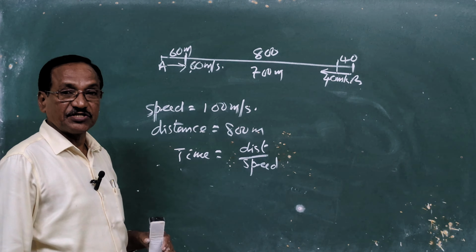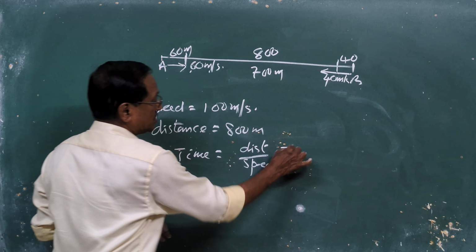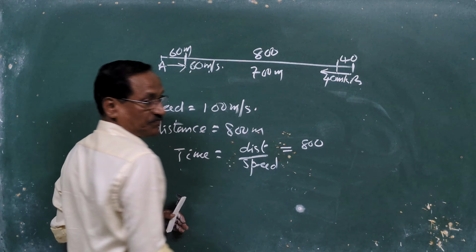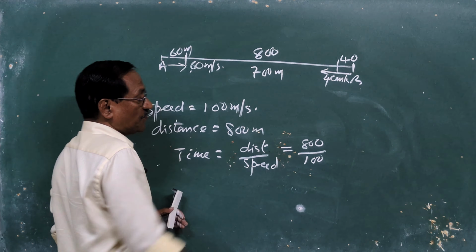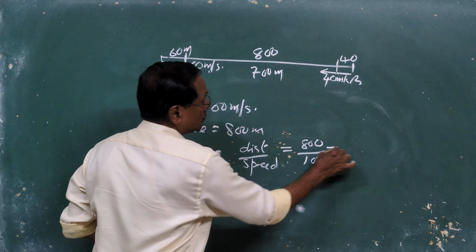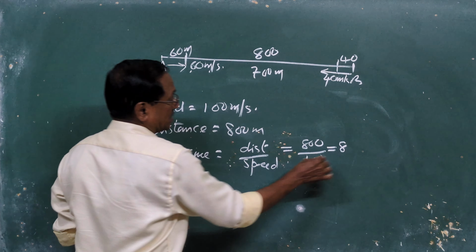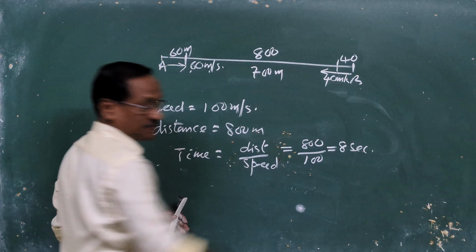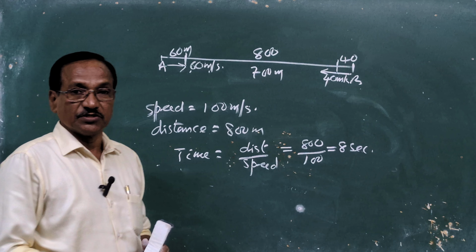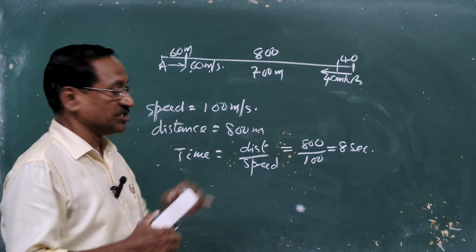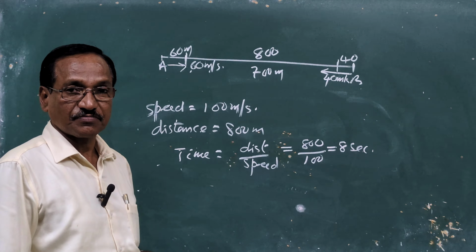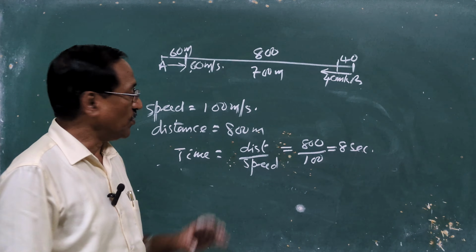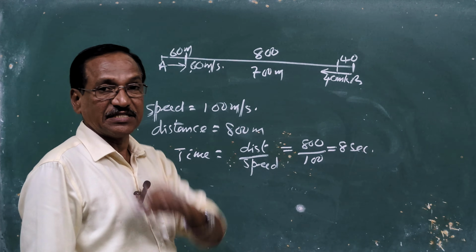Time equals distance by speed. Here the distance is 800 meters, and the speed is 100 meters per second. Therefore, distance by speed equals 8. The unit is seconds, so 8 seconds. The two bodies will meet each other after 8 seconds from the start.